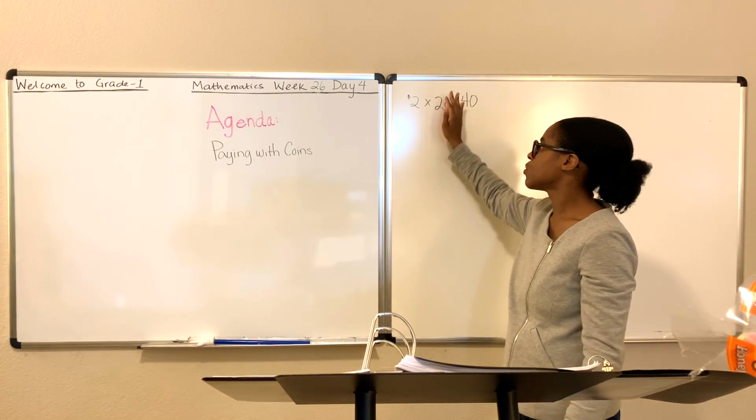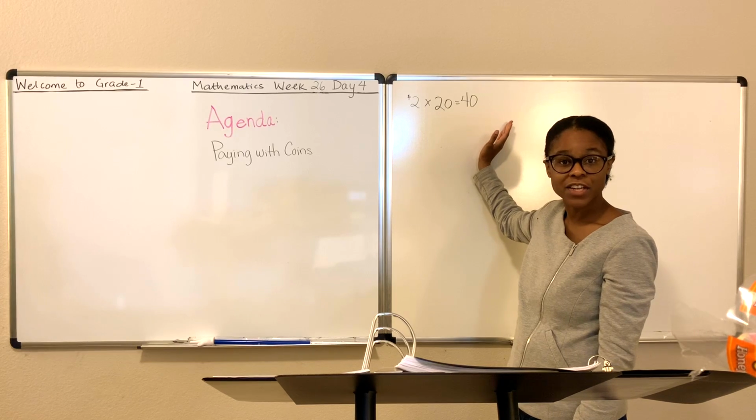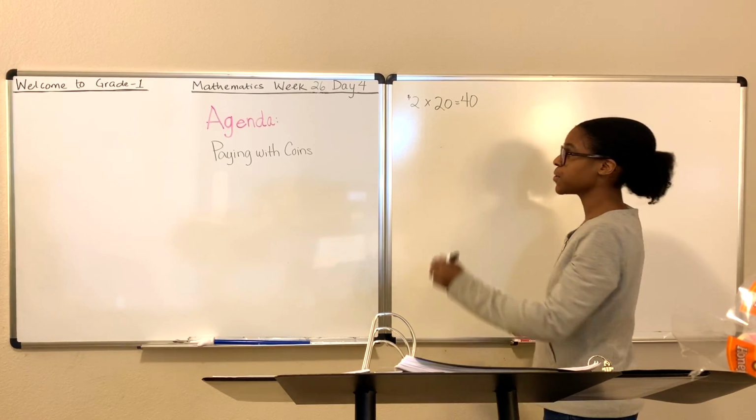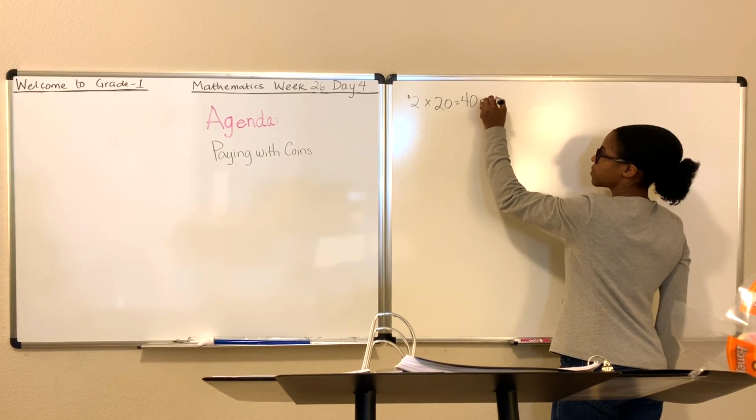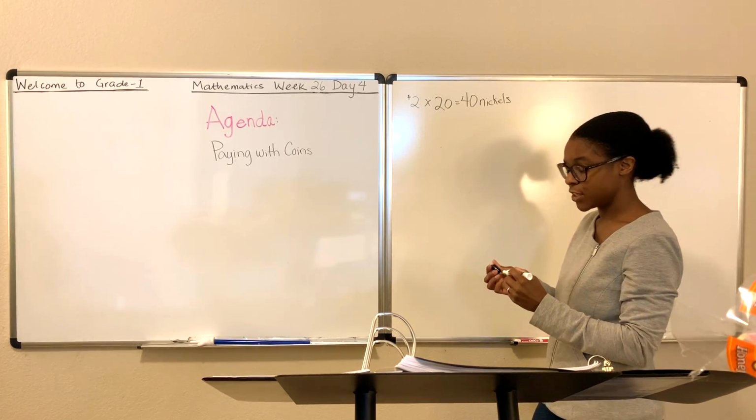Okay. So 2 times 2 is 4. Go back and add your 0. And you have the total number of nickels you need to purchase bread. We need 40 nickels to buy this bread. Do you have 40 nickels?